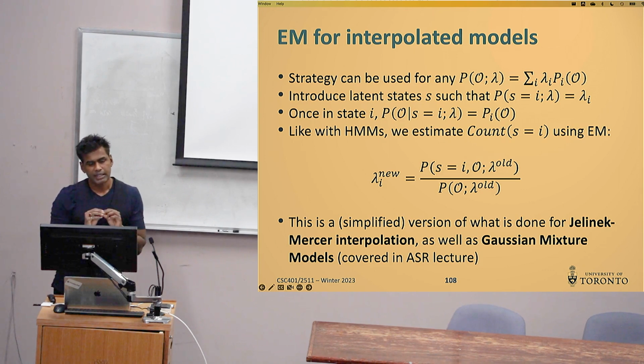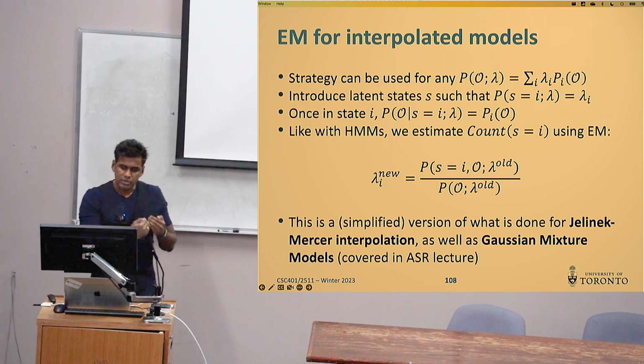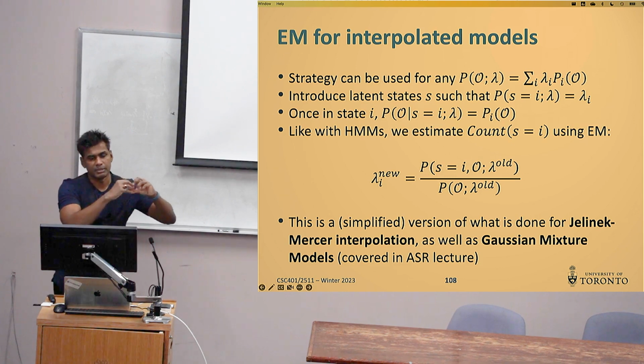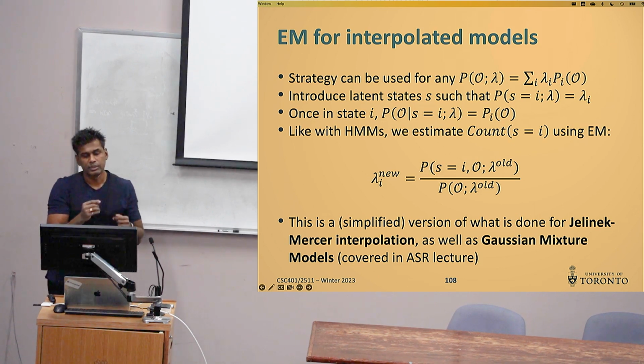So if we can do something like that, then we can basically train these lambda parameters using expectation maximization, because we can estimate the count, like how many times we see this meta state. And then if we can do that, we can update lambda I. So consider lambda I as being our theta, and we have our observations, and we can train lambda I values just like we did EM.